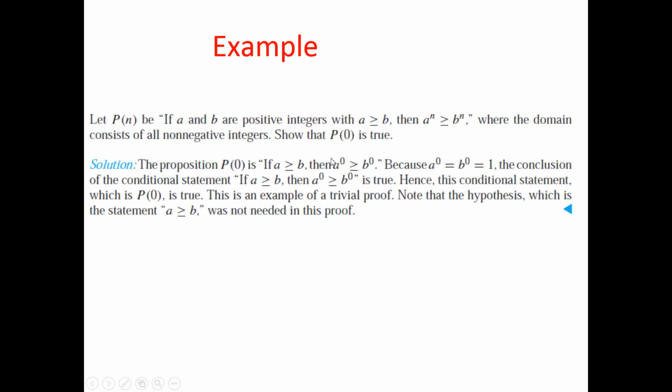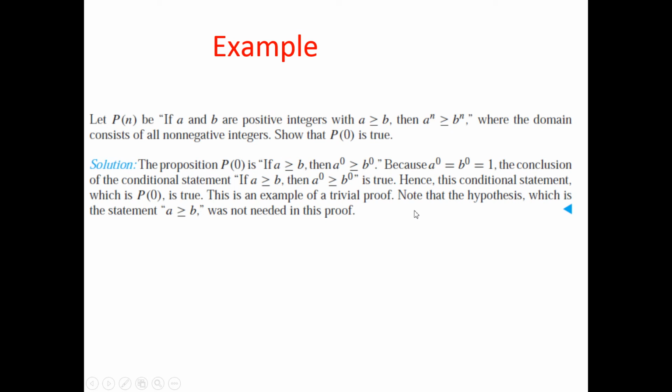Now, because conclusion A to the power 0 is true, A to the power 0 is equal to B to the power 0 is equal to 1. So, the conclusion of the conditional statement, if A is greater or equal to B, then A to the power 0 greater or equal to B to the power 0, is true. Hence, this conditional statement, which is P0, is true. This is an example of trivial proof.